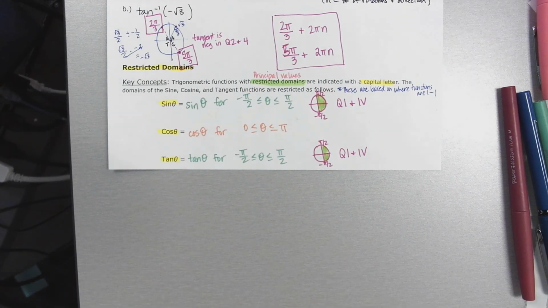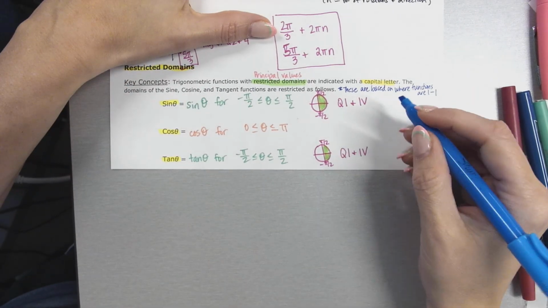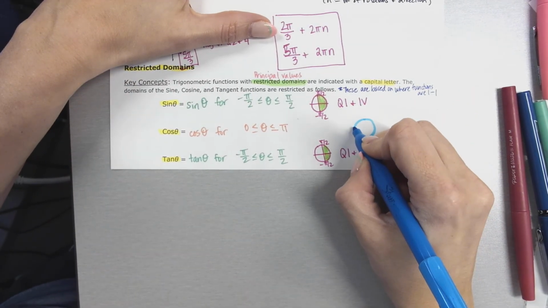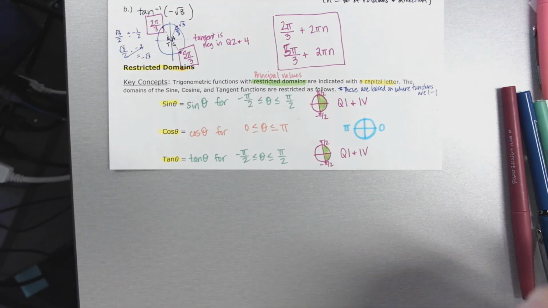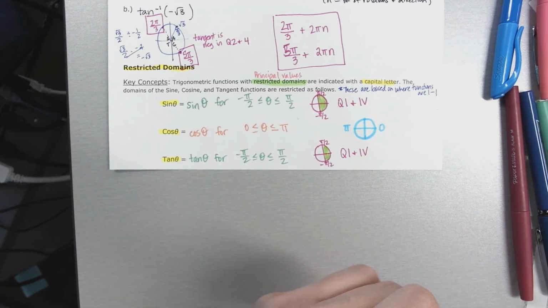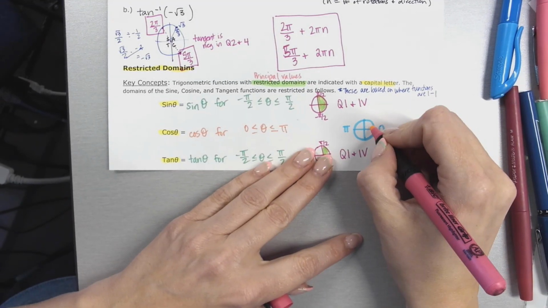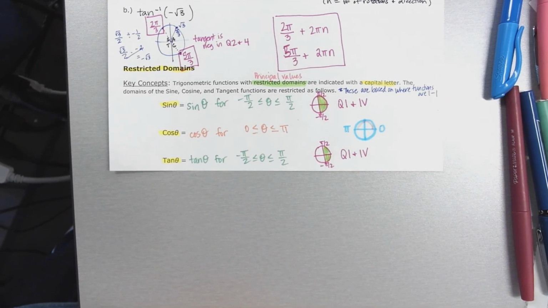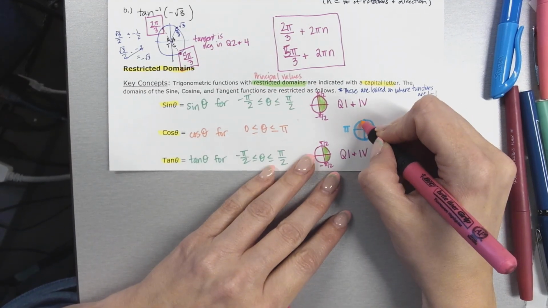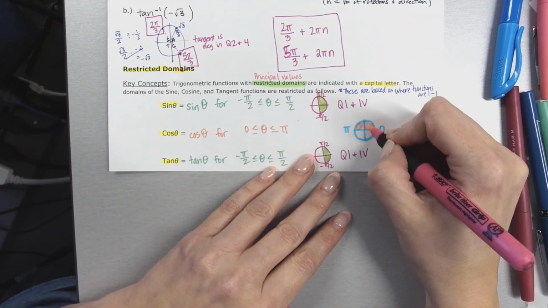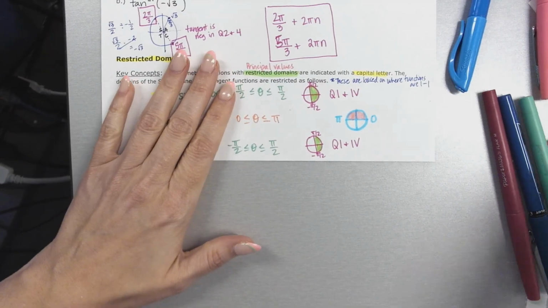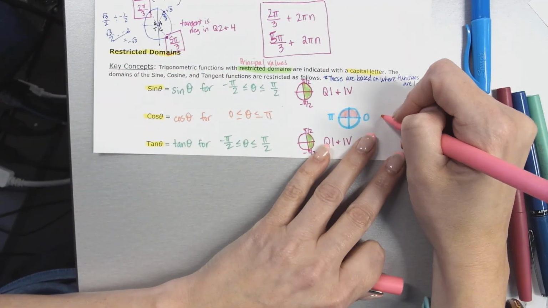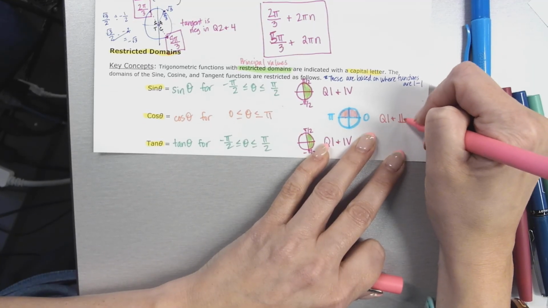Okay, so when you do the cosine, put that in a different color. So that goes from 0 to pi. So 0 to pi is going to be what quadrants? If I start at 0 and go to pi, that encompasses what quadrants? 1 and 2. Okay, so quadrants 1 and 2.